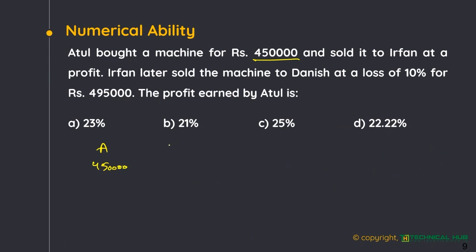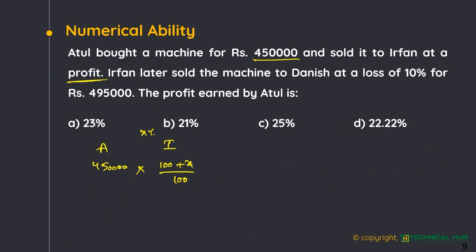That particular profit is not mentioned, right? So I can consider that profit as X percentage. Profit percentage is X percentage. So 100 plus X percentage by 100. Atul's cost price is 4,50,000 and he sold it to Irfan at a profit of X percentage. So 100 plus X percentage.